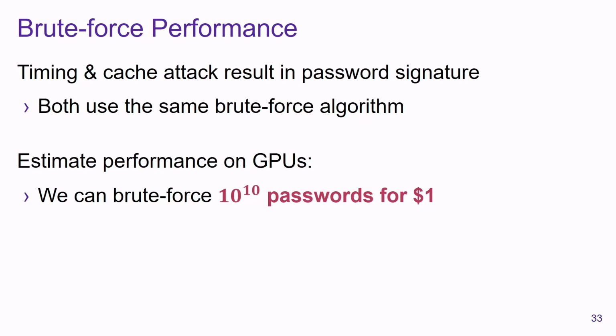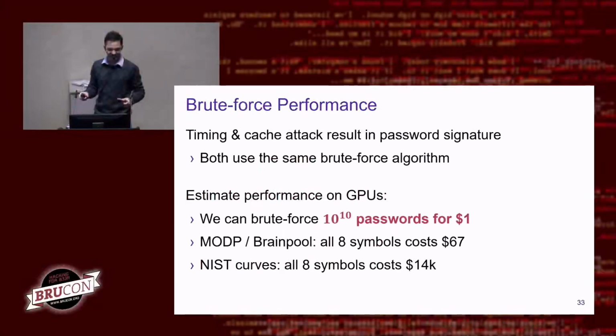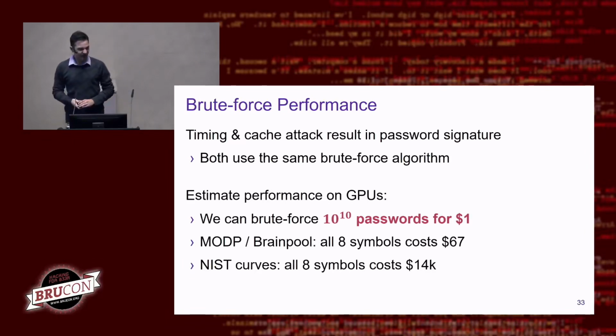And inspired by this, we also decided to calculate how much it would cost to perform a full brute force attack of all possible 8-character passwords. And in this case, we assumed that every character can have all 256 possibilities, so we're really checking every possible password of length 8. And then we found that if we attack mod P or Brainpool groups, brute forcing this costs less than $70, which is a bit of a bigger price, but still fairly doable.